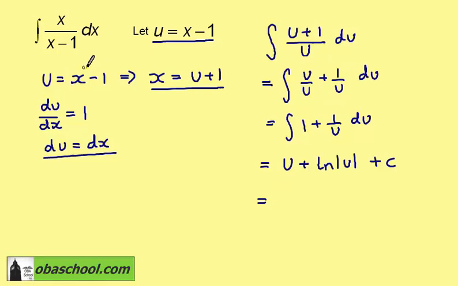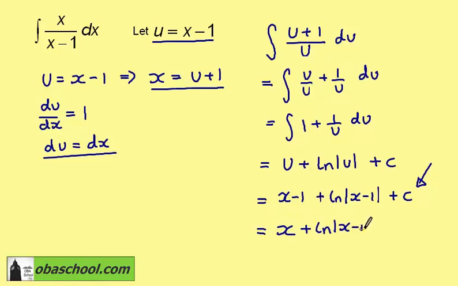The u is x minus 1, so we have x minus 1 plus log x minus 1 plus a constant. Since c is an arbitrary constant, the minus 1 could be absorbed into the c, so you could write the answer as x plus log x minus 1 plus a constant.